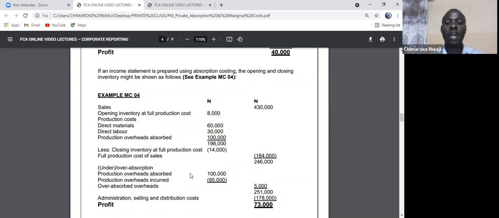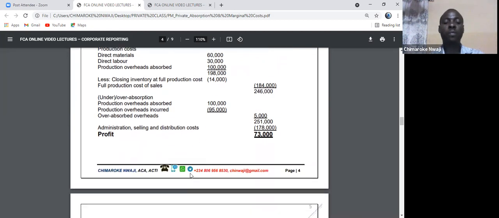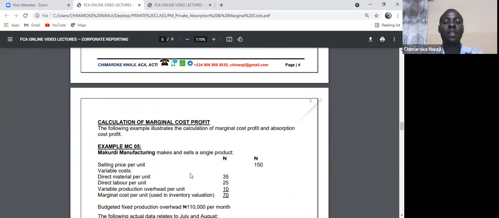So you add that to this, you have 251,000. So you now remove your selling and distribution cost, which is 178,000, and you have a profit of 73,000. So you see how the absorption costing method profit statement is being written. Okay, so let's go further.